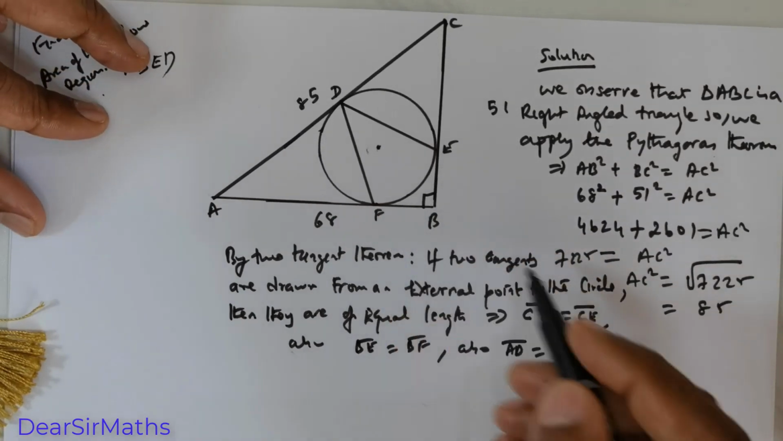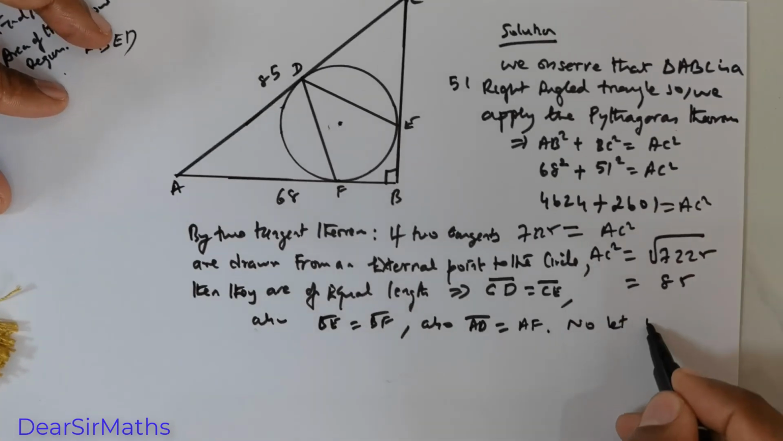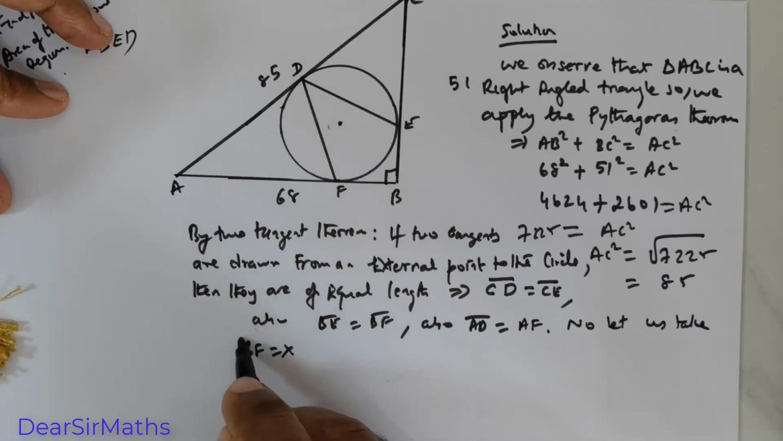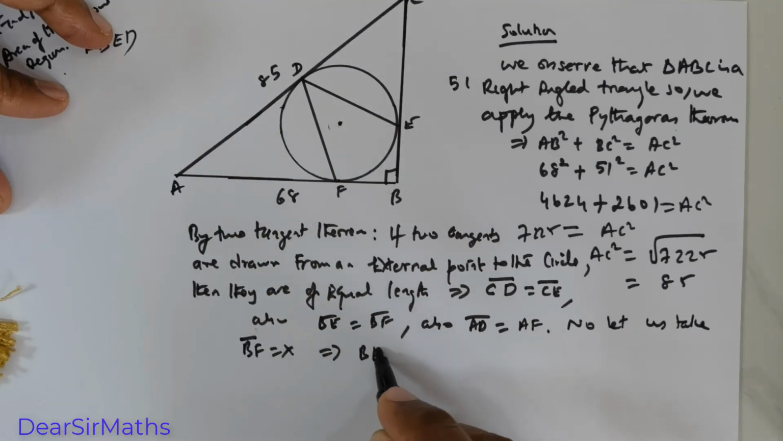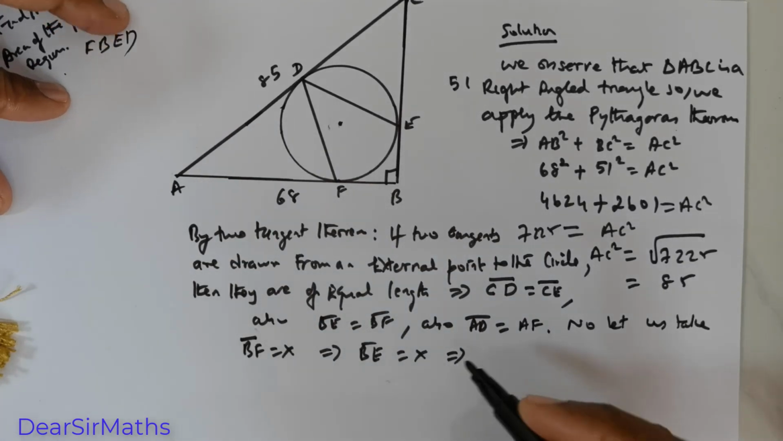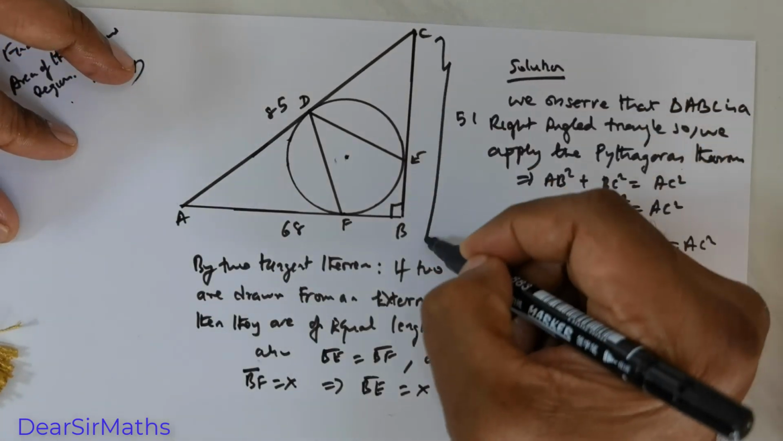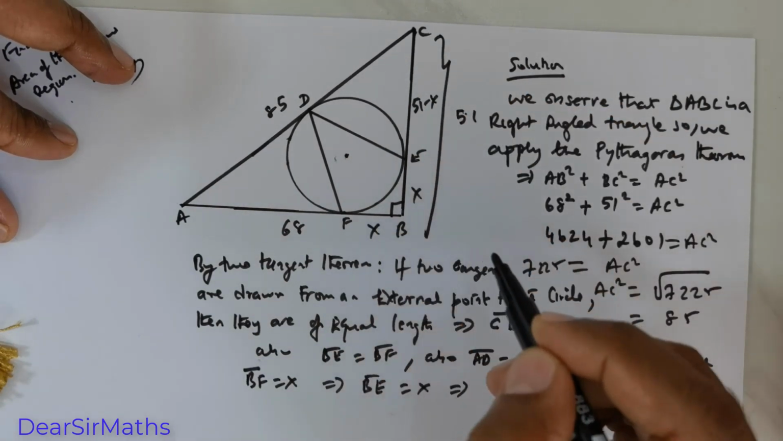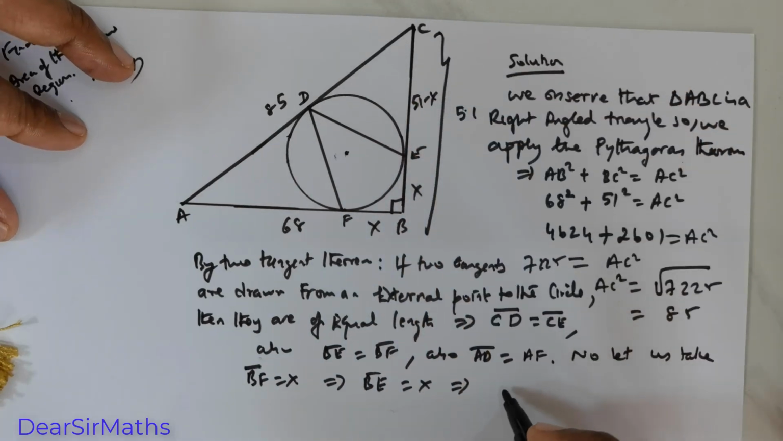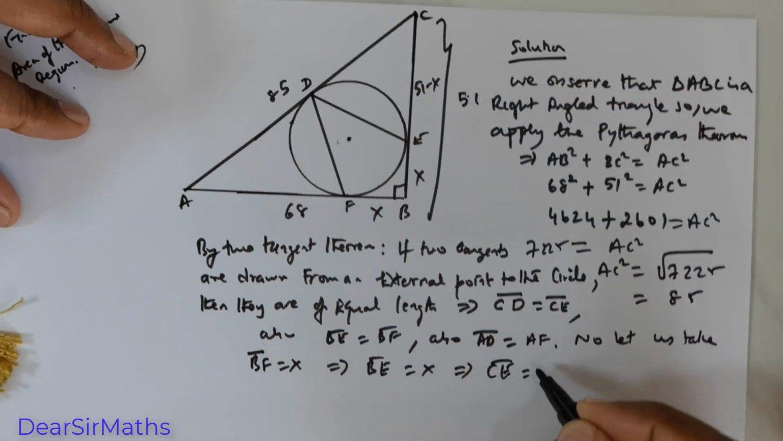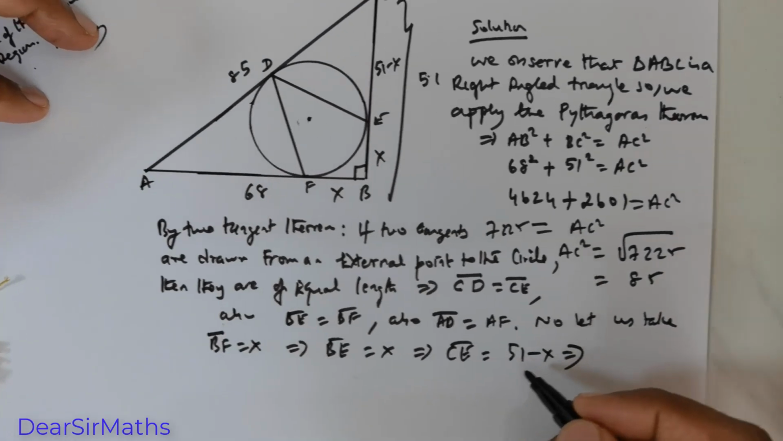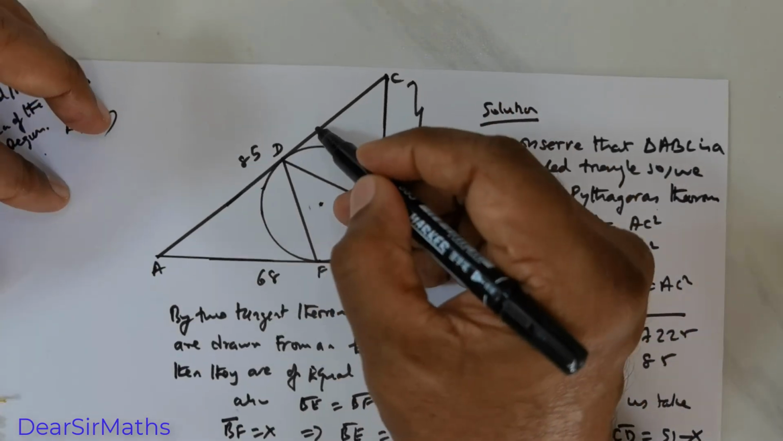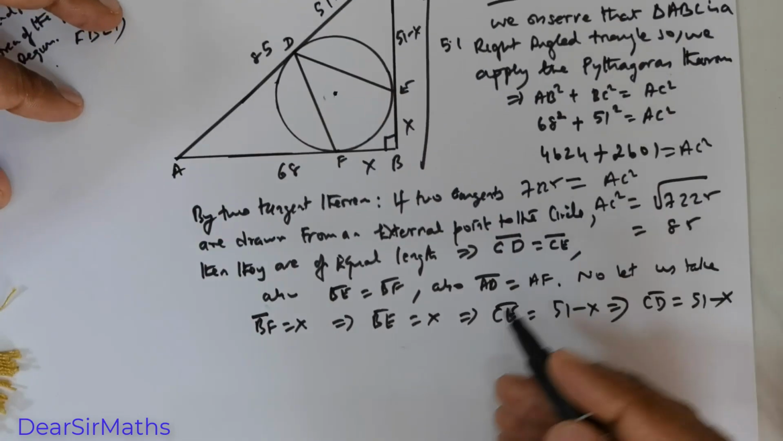Now let us take BF is equal to x units. So this means BE is equal to x units. So this means this entire length is 51. So this is going to be 51 minus x. If I take this as x, this as x, this is going to be 51 minus x. So CE is going to be 51 minus x. So this means CD is equal to 51 minus x.